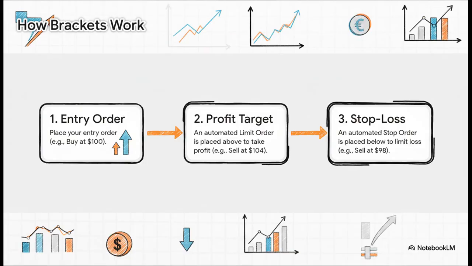And this shows you exactly how it works. Let's imagine you decide to buy a stock at $100. With a bracket order, you're not just buying, you're also telling your broker, hey, if this goes up to 104, sell it and take my profit. And if it drops to 98, get me out to cut my losses. That, my friends, is the definition of trading with a plan.